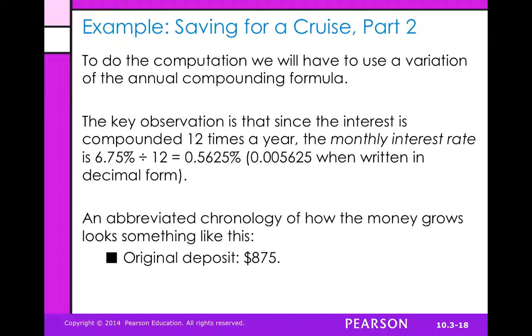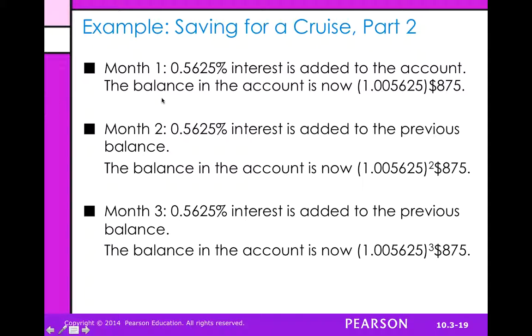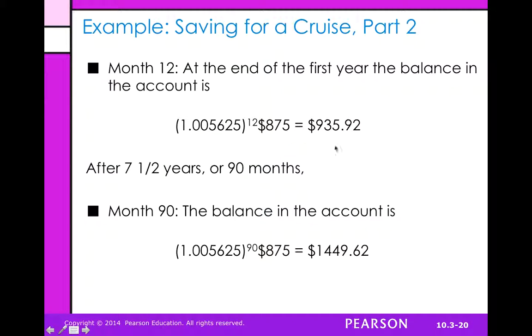So here's an abbreviated chronology of how your money grows. You start with $875. Month 1, that 0.5625% interest is added to the account, so the balance is now this. And then, just like before, we do the same thing. Well, after 2 months, you now have 2 of these guys. 3 months, you have 3 of these guys, etc. So after month 12, you have $935. After 7.5 years, which is 90 months, you now have $1,450, which again is far short of your $2,000 goal, but it's actually more than you got with annual compounding.